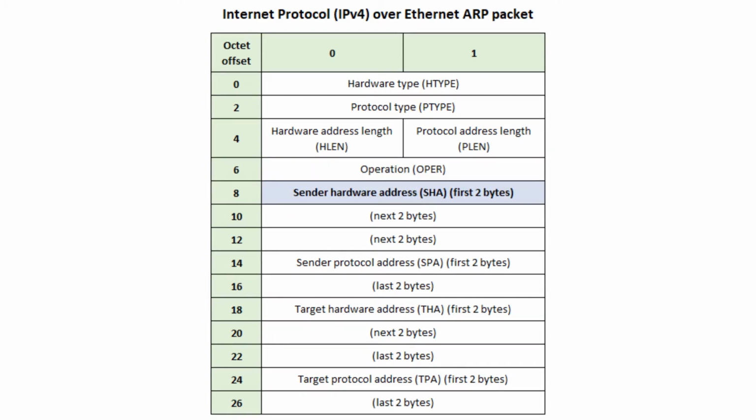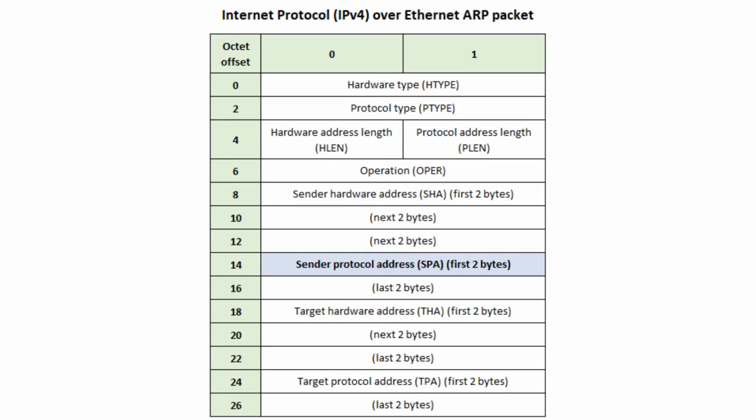Sender hardware address, SHA. Media address of the sender. In an ARP request, this field is used to indicate the address of the host sending the request. In an ARP reply, this field is used to indicate the address of the host that the request was looking for. Sender protocol address, SPA. Internetwork address of the sender.